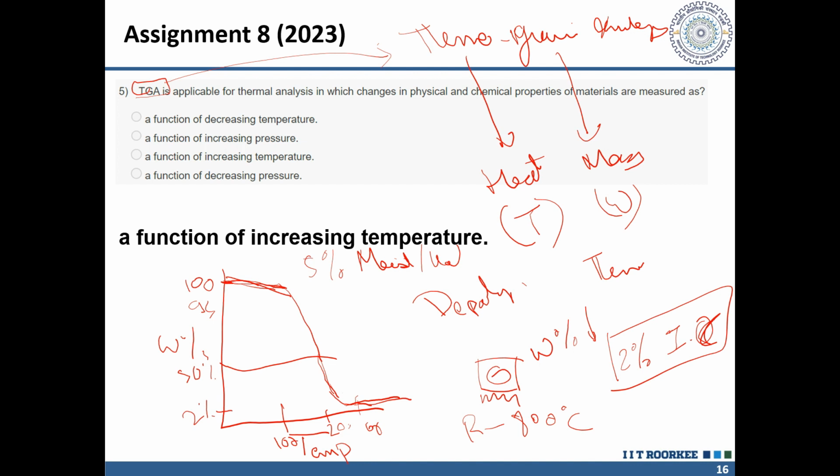So now let's move on to the question of which physical and chemical properties of a material are measured as a function of decreasing temperature, increasing pressure, increasing temperature, or decreasing pressure. As I have told, we will increase the temperature from room temperature to 800 or more also. So it's a function of increasing temperature. We see the physical or chemical changes with increase in temperature.